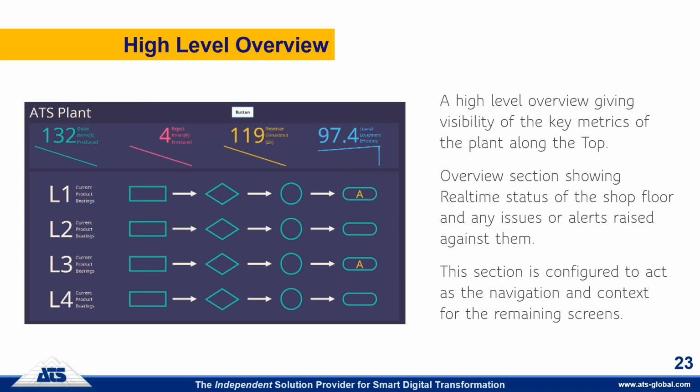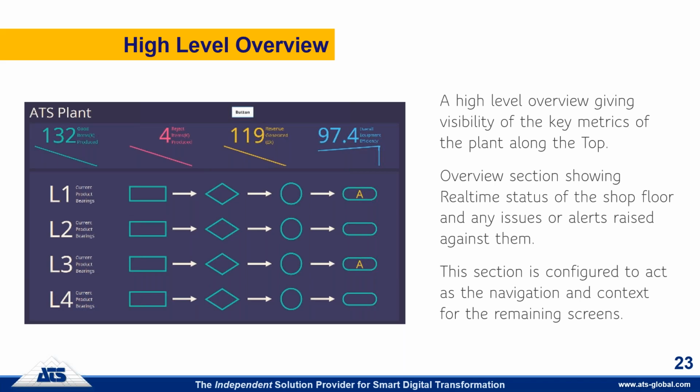At the top is this high level overview. We've split it up here, so you've got the full plant and you've got 4 lines within the plant, 4 machines within each line. This is configurable based on how your plant would be, the number of machines and number of lines, or however it would be set up.